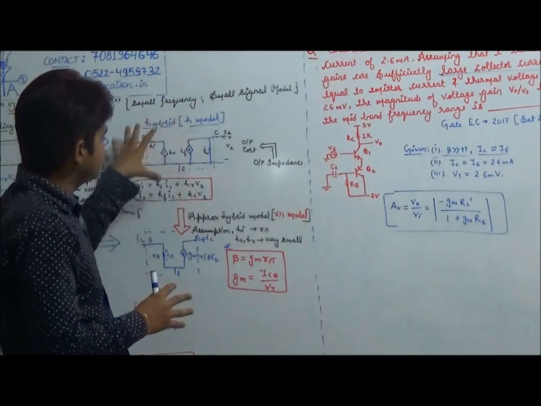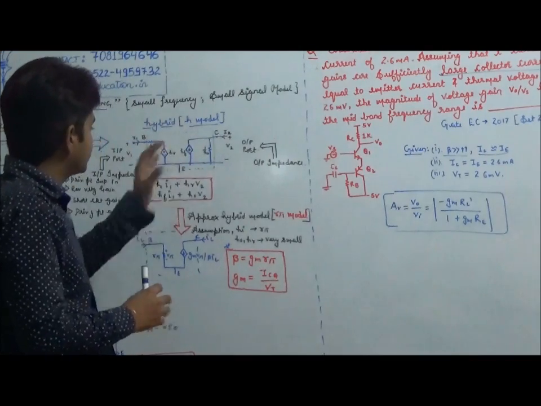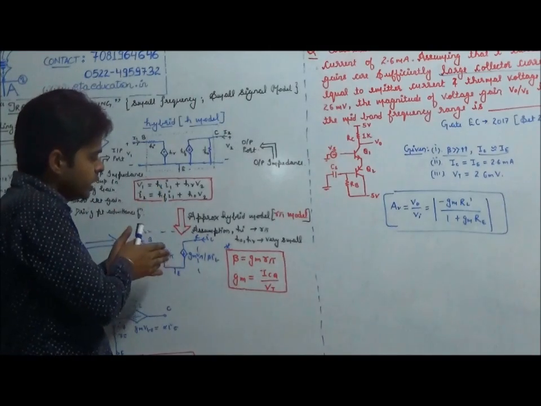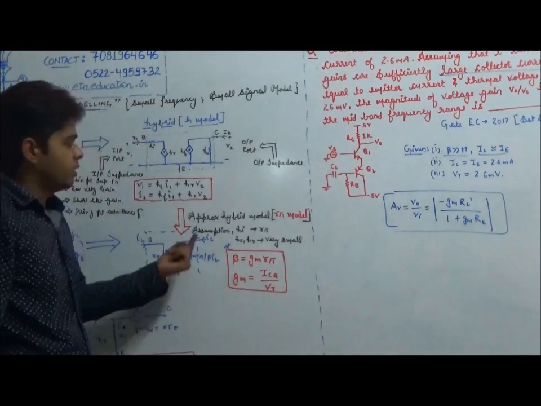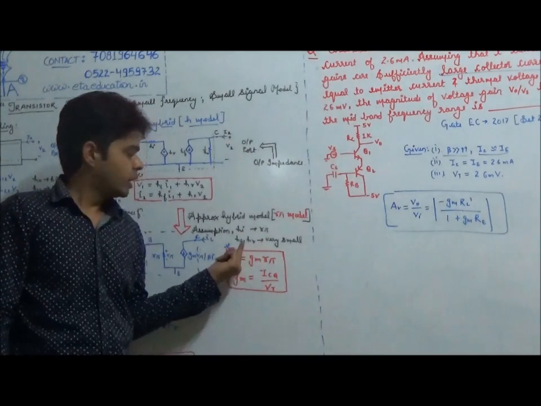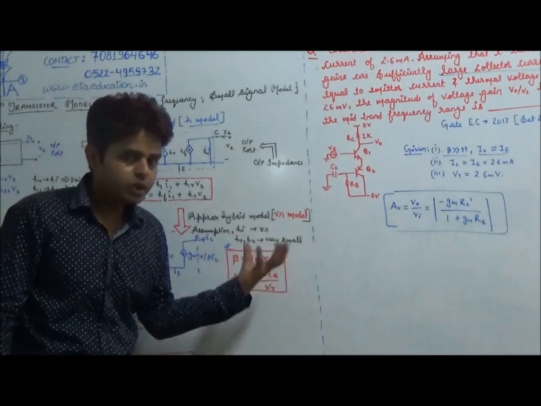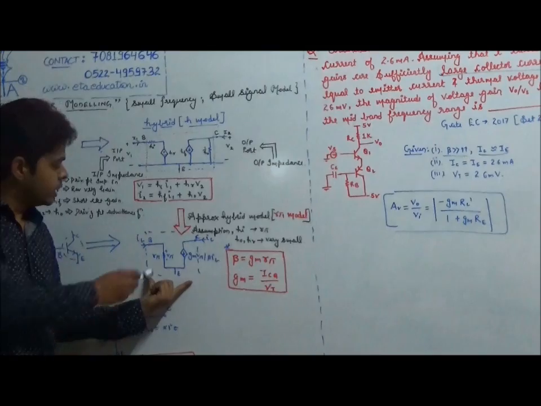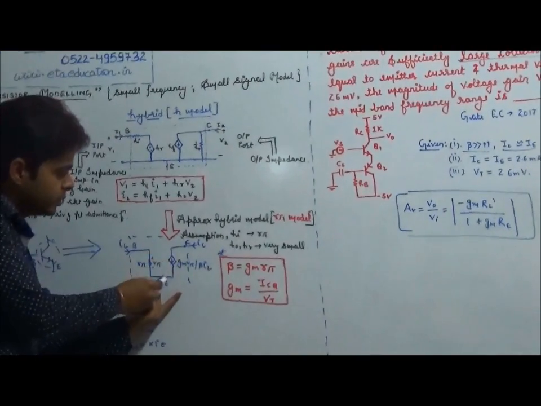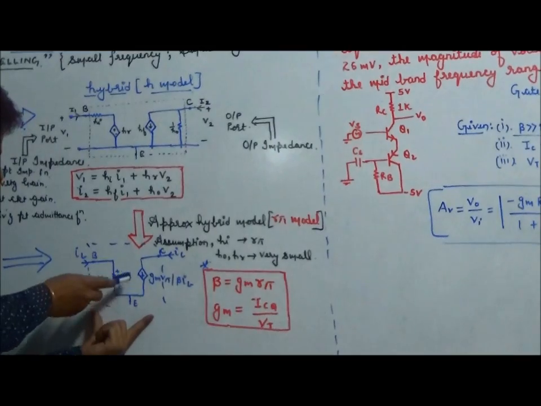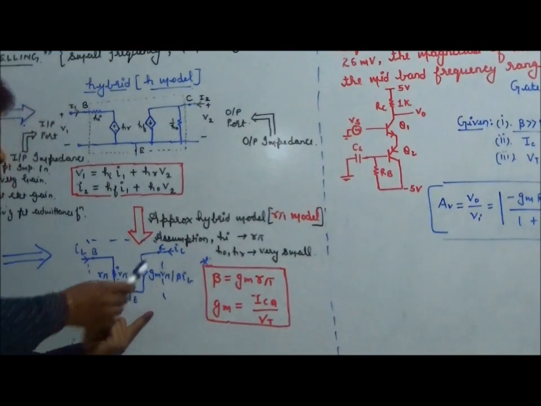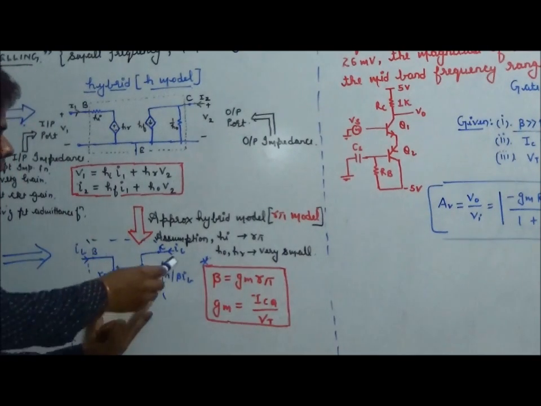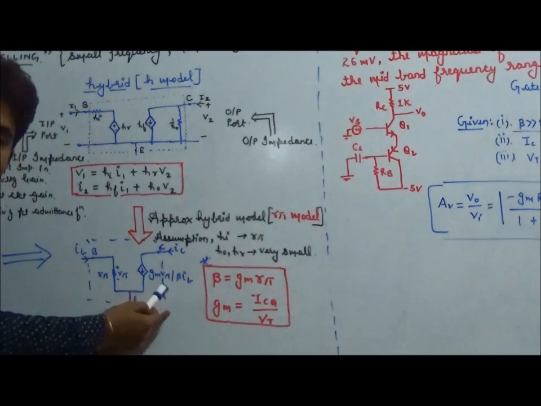So we need to model this transistor with an approximate model. In the approximation we assume some parameters: HI as R pi, and HO and HR as very small values. So it will look like this. It is known as the R pi model, in which this is your base terminal, this is your collector terminal, and this is your emitter terminal. From base to emitter there is a resistance known as R pi. From collector to emitter there is a GM V pi current source, or we can say beta IB.